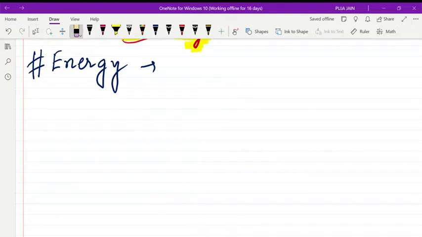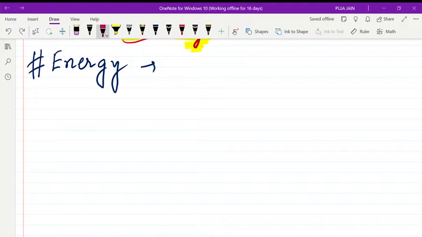Okay. So energy. So what is energy? Energy is basically the capacity to do work. We sometimes say that I don't have any energy to do anything today. Right. So energy is basically a measurement. It says how much work you can do. It's the capacity to do work. This is basically the definition of energy. So the more energy you have, the more work you can do.